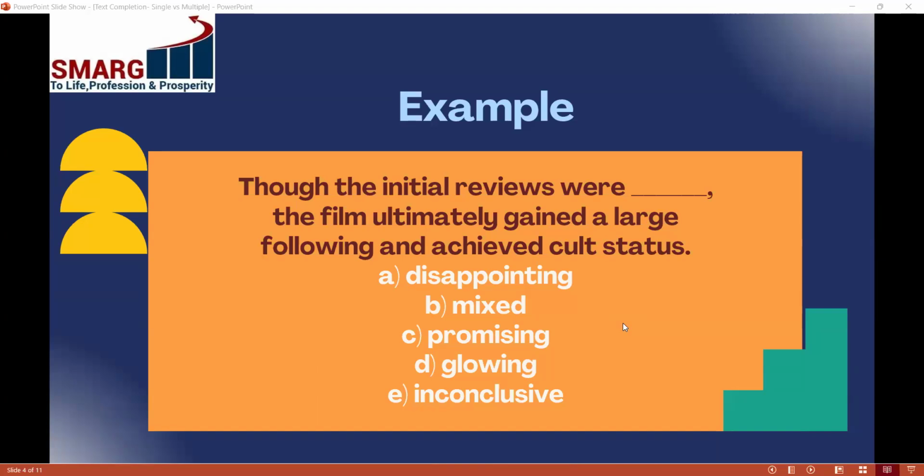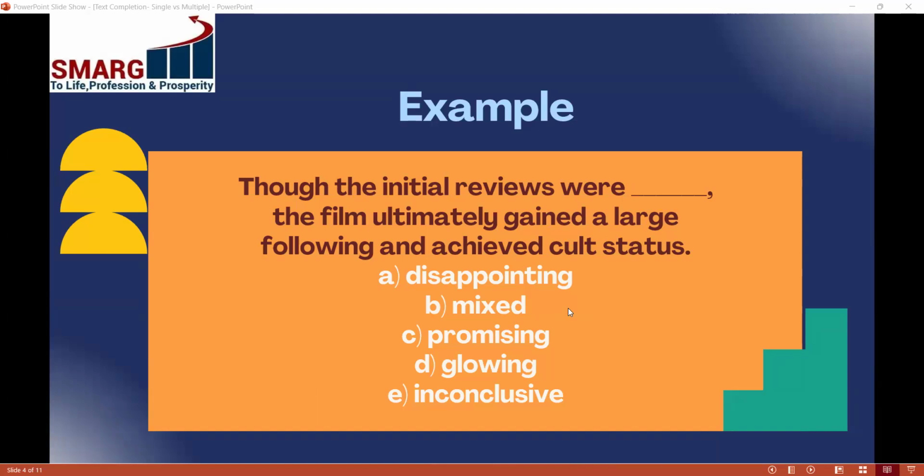So, though the initial reviews were disappointing, okay, the correct answer here would be disappointing and not mixed. Who will tell me why? Ma'am, I think by saying mixed, it is indicating both, like good or bad. Correct. Yes. And after the comma, it is saying very precisely that it ultimately gained a large following. So a very different thing is happening. An unexpected thing happened.